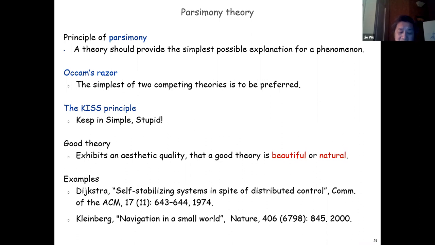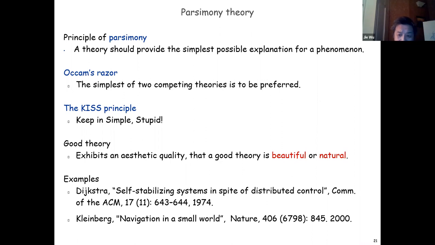So he came up with a really interesting fault-tolerant solution, which is self-stabilizing, or self-fixing, whenever there is an error. Without any knowledge of the error, and without central control, the system itself can fix it. It sounds like a very noble goal, but he came up with this kind of theory in less than two pages. And another paper is by John Kleinberg, the author of the book.